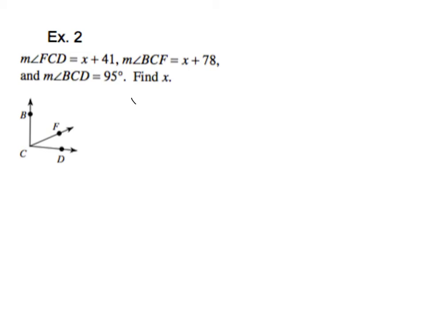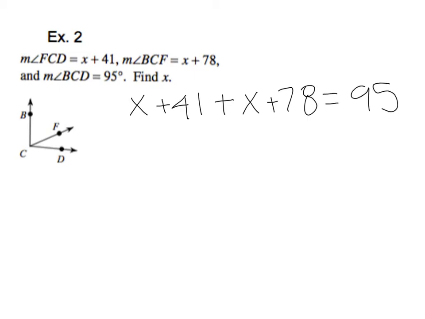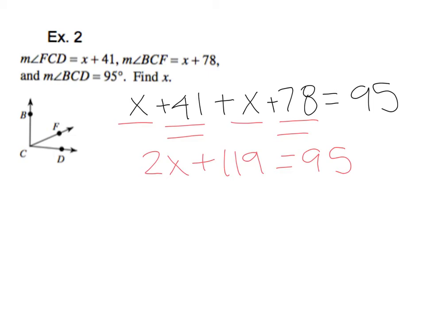So when we write this problem out, we would have x plus 41, and I'm adding the other smaller angle, which is x plus 78, and that's going to equal 95. All right, so we're combining like terms on the left side. So the x's combine, and then our number values combine. So we end up with 2x, and then 41 plus 78 gives us a positive 119 equals 95.